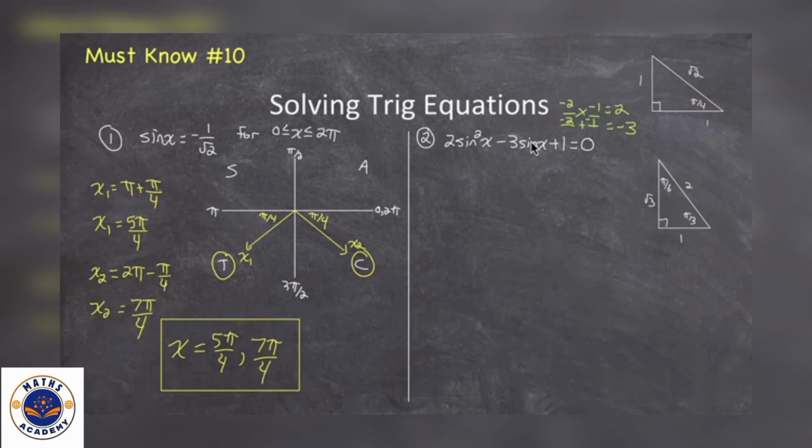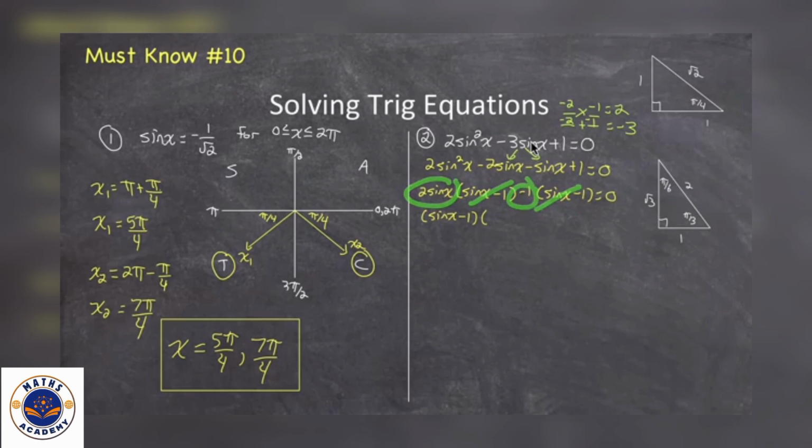There's lots of factoring methods you could use. I'll just split the middle term of this quadratic into negative 2 sine x minus sine x. And now I would factor by grouping. I would take a 2 sine x from the first two terms and take a negative 1 from the last two terms. I can take out this common binomial of sine x minus 1, and after I take that out, I'm left with 2 sine x minus 1 as my second factor.